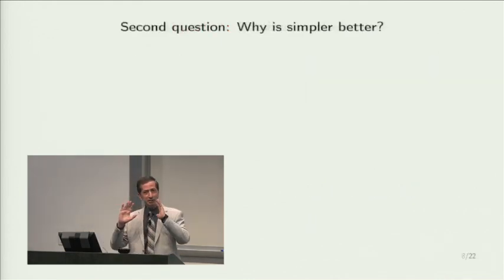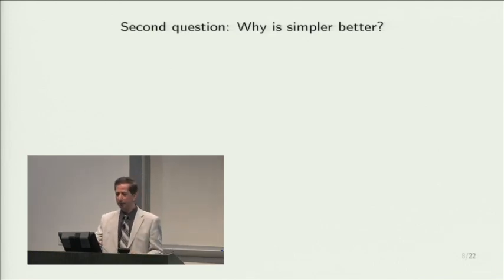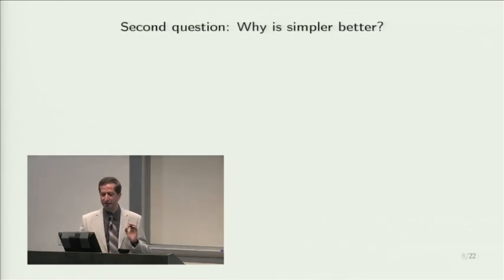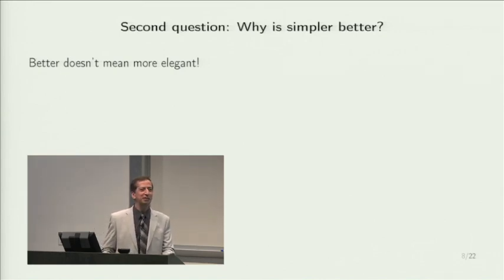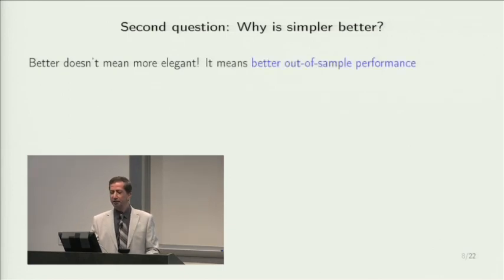So now we understand the complexity of an object. Now we go to the question: why is simpler better? The first thing to understand is that we are not saying that simpler is more elegant. Well, simpler is more elegant, but this is not the statement of Occam's razor. Occam's razor is stating that simpler will have better out-of-sample performance. That's a concrete statement, okay?